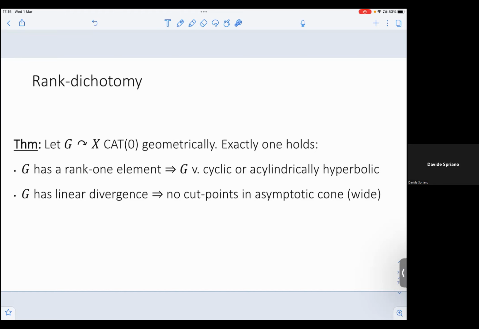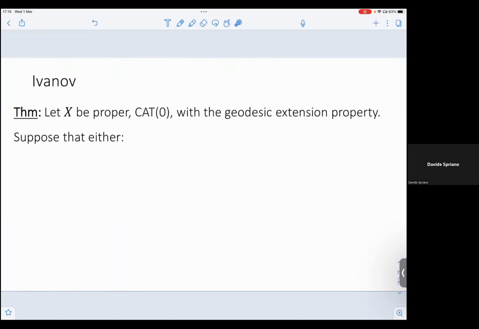But they use a completely different technique. They did ultra limits of asymptotic cones, ultra products of asymptotic cones, whereas this is a more hands-on construction because you use this set of curtains. And let me tell you one final application, an analog of Ivanov's theorem. So suppose that you have X that is a proper CAT(0) space with the geodesic extension property. So this means that every geodesic segment can be extended to a bi-infinite geodesic.